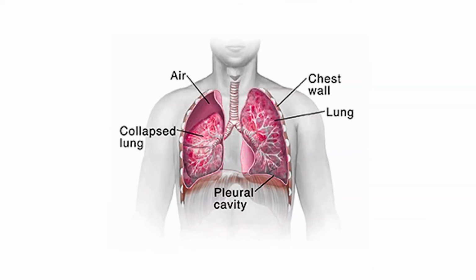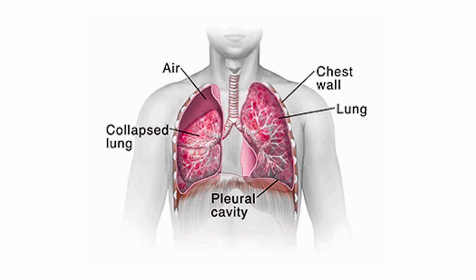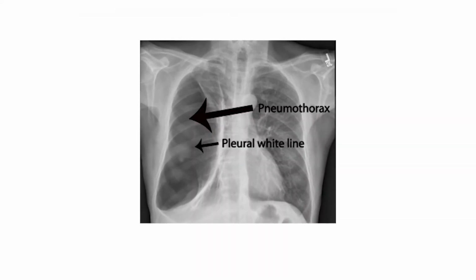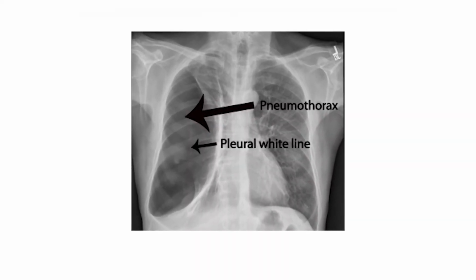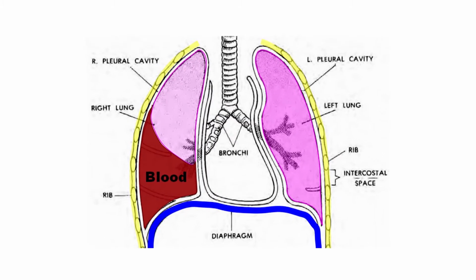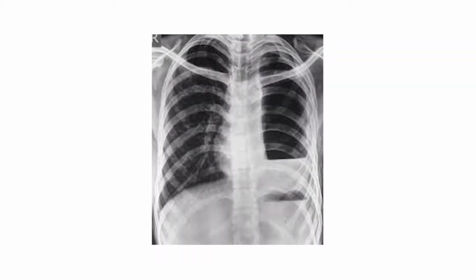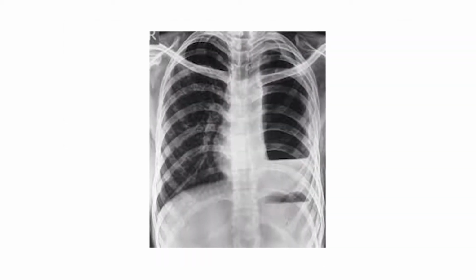Presence of air in the pleural cavity is known as pneumothorax. Next is presence of blood in the pleural cavity. This condition is known as hemothorax. Now, presence of both fluid and air in the pleural cavity is known as hydropneumothorax.